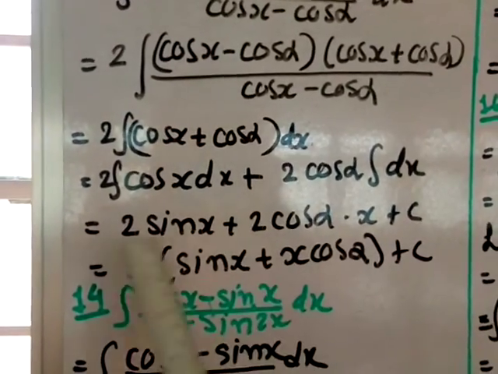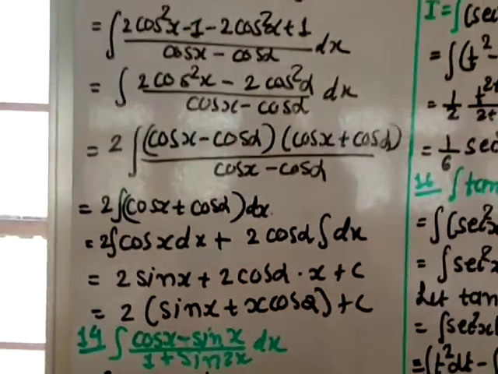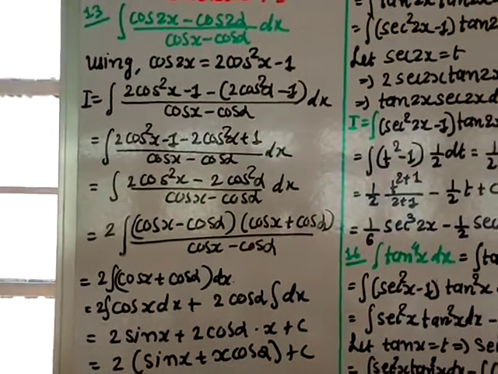The integral of cos x is sin x, 2 cos alpha as it is, and the integral of dx is x plus c. Bringing x in front and taking 2 common, we get 2 (sin x plus x cos alpha) plus c. So that is the answer for question number 13.